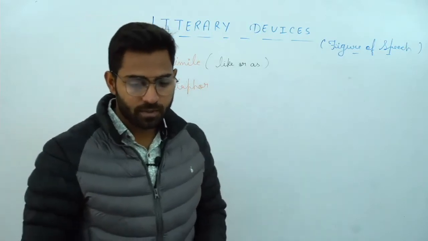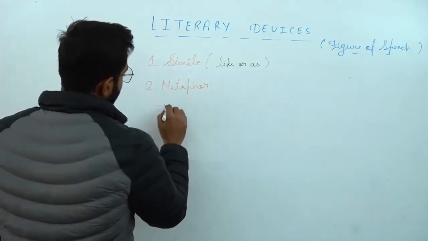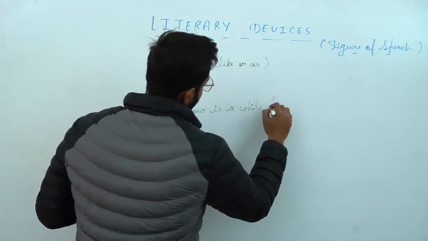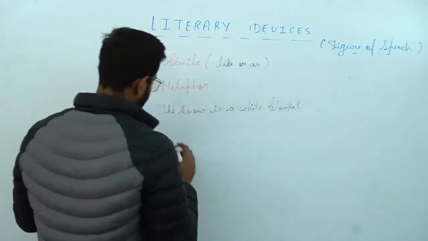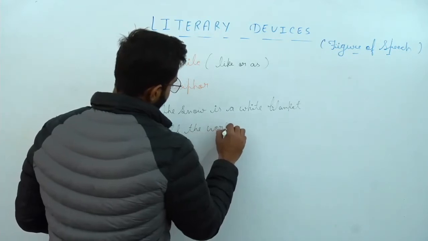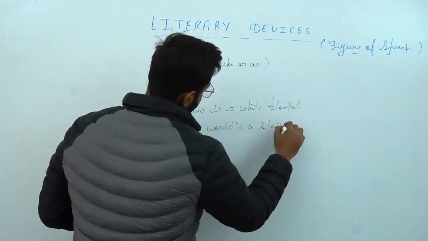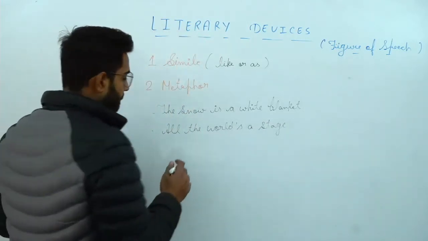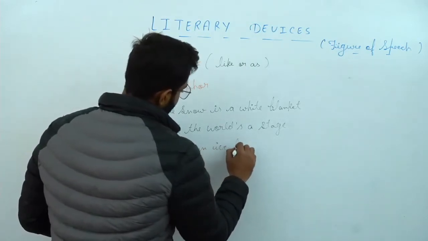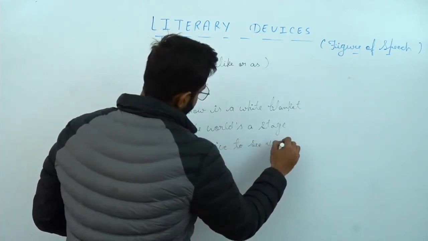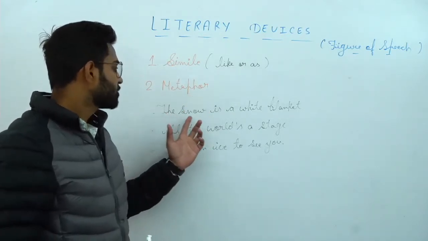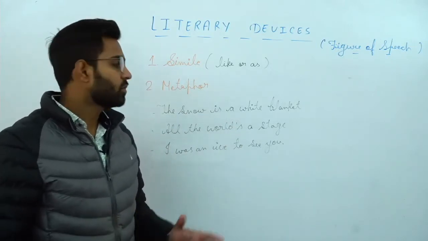So let me show you some examples. The snow is a white blanket, and the famous one, all the world's a stage. Then, I was an ice cube. So we have three different examples of the metaphor. The snow is a white blanket.